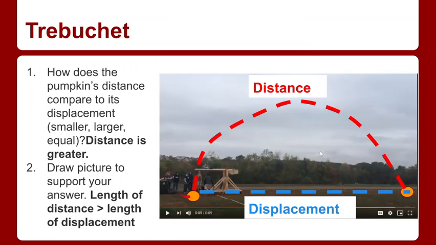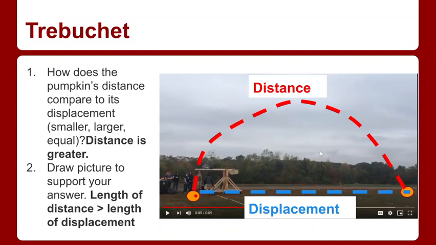All right, so here's a picture. We have our pumpkin. This is approximate. It starts here, and the distance it travels, it goes up and around and back down. Gravity pulls it back to the ground. That's its distance in red.